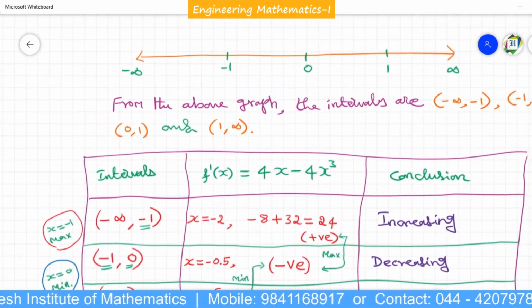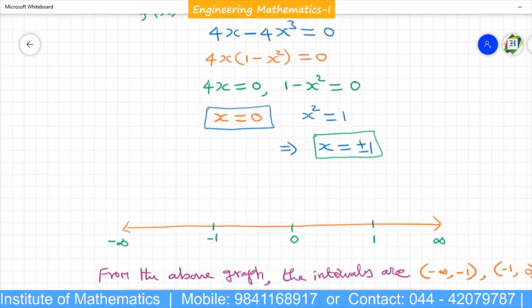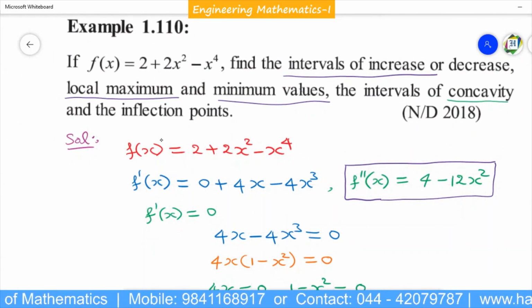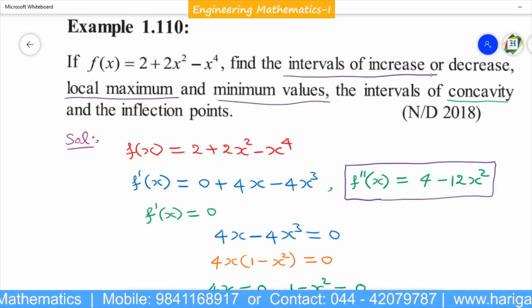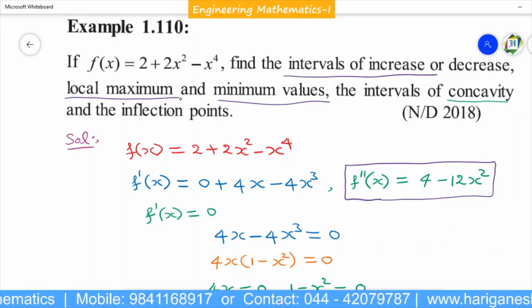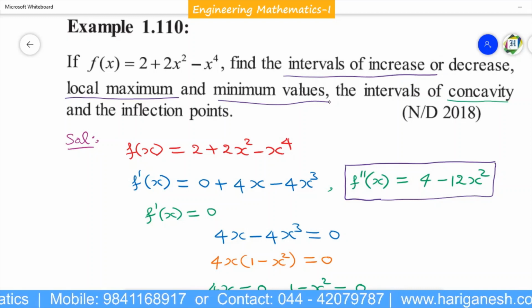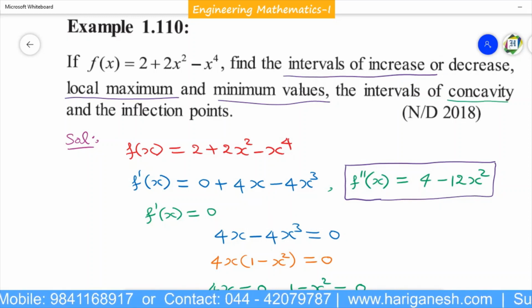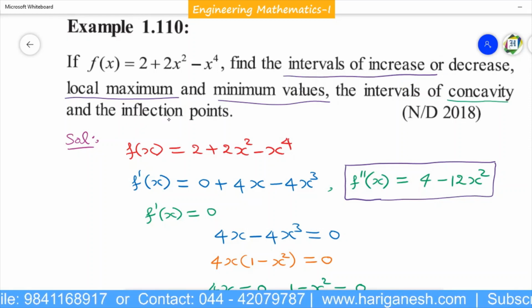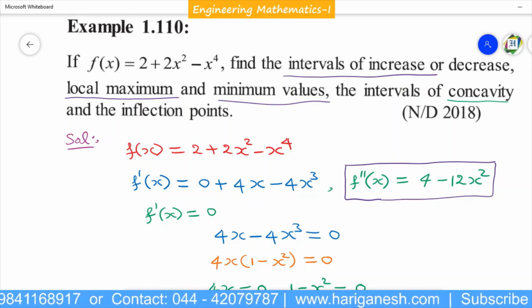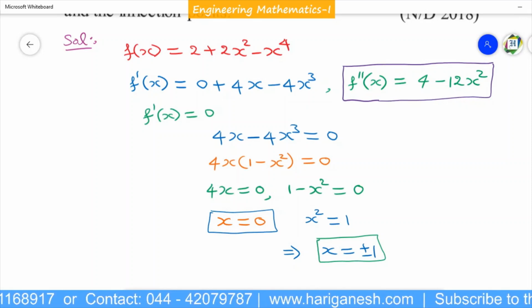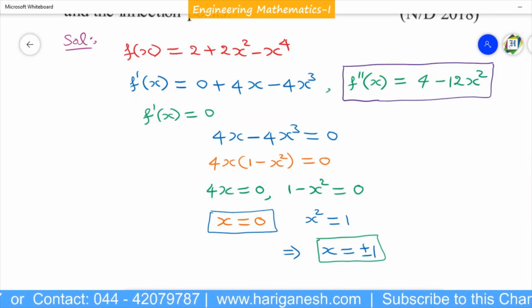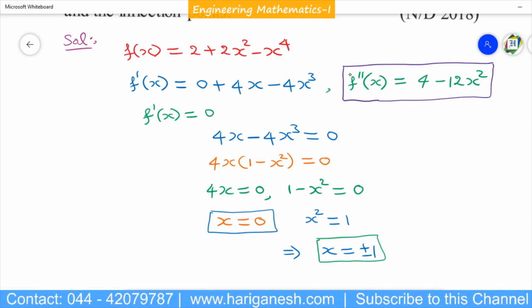We found the intervals of increasing, decreasing, and the minimum and maximum values. Okay, so we finished intervals of increase and decrease, local maximum, local minimum. Up to this we are over. Next I am going to find out intervals of concavity, and last I want to find out the point of inflection. Okay, listen. To verify the concavity, I want to take f double dash of x. So this is f double dash of x, which I want to use.